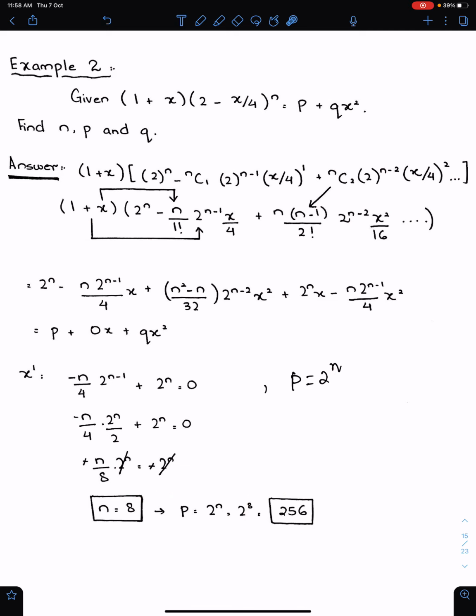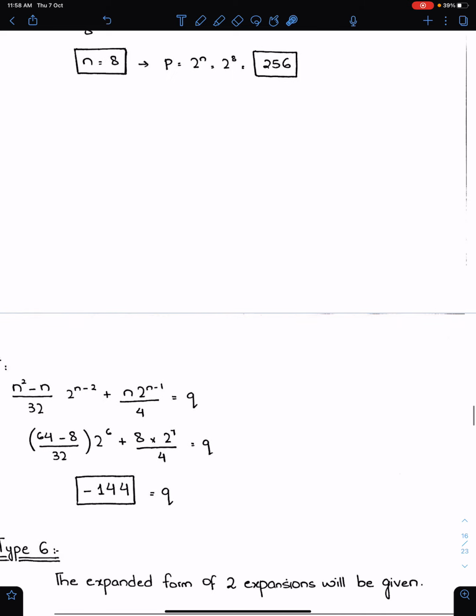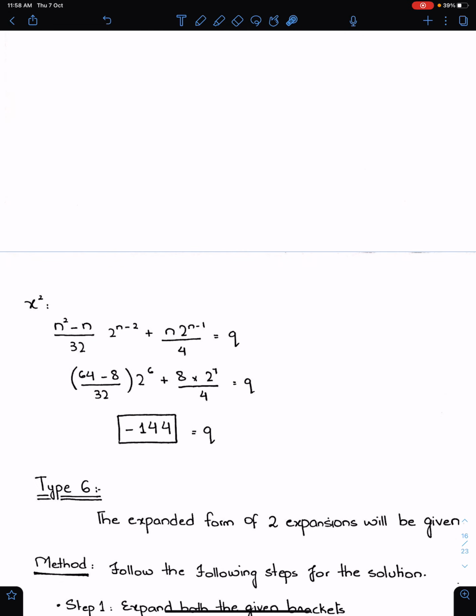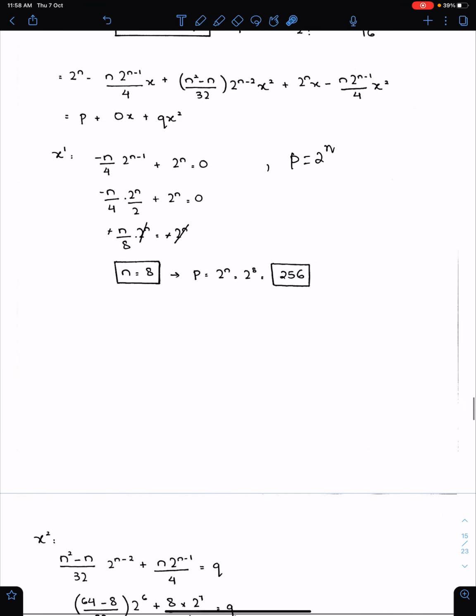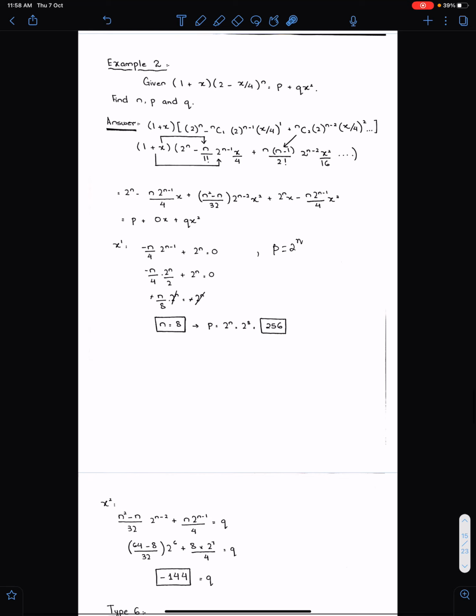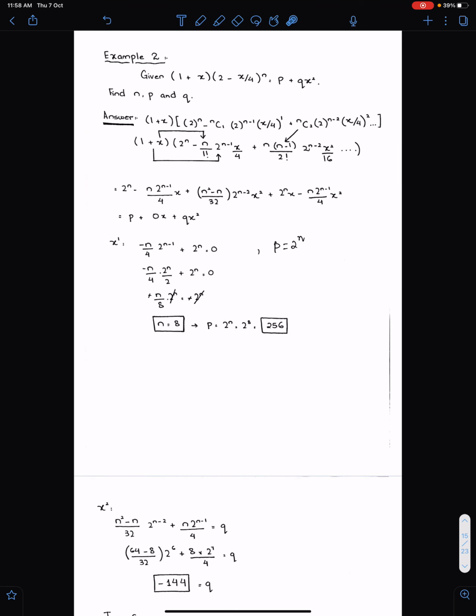Now you need to compare the coefficients of x squared, this and this, with q. By substituting the value of n here and here, we can get the value of q. This question is very important, calculation wise. You must be good at algebra to manage the calculations of this type of question. This comparison is also very important. A lot of algebra is required.